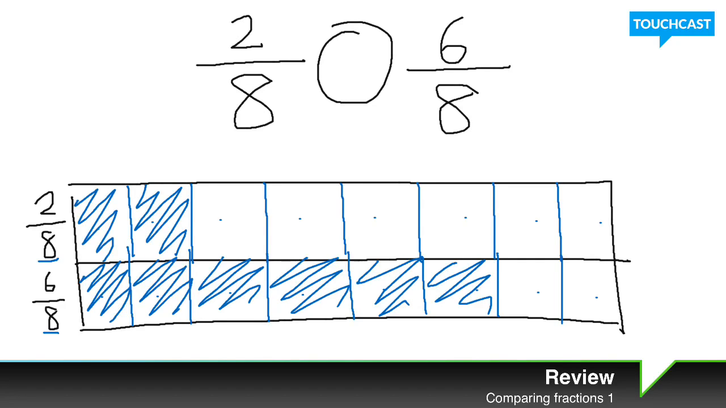So it's becoming pretty clear now. 6 out of 8, this huge piece of the whole, is far bigger than 2 out of 8. So our big alligator mouth will be eating 6 out of 8. Go ahead and check your work.